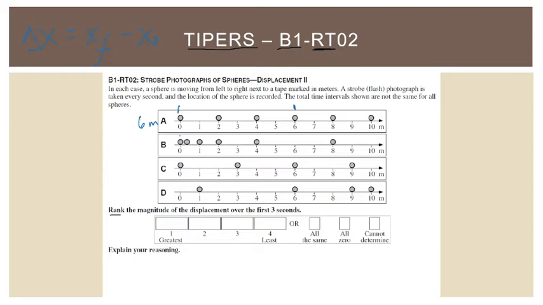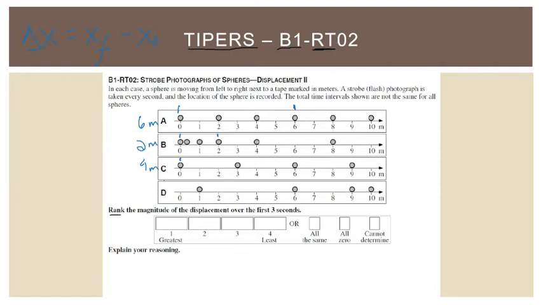Moving on to B, that's where we start. 2, 3, 4, that's our fourth dot. And so 2 minus 0 gives us a displacement of 2 meters. Looking at C, that's where it starts, so that's 2, 3, 4. 9 minus 0 is 9. And then looking at D, this is the one where I think people get confused.